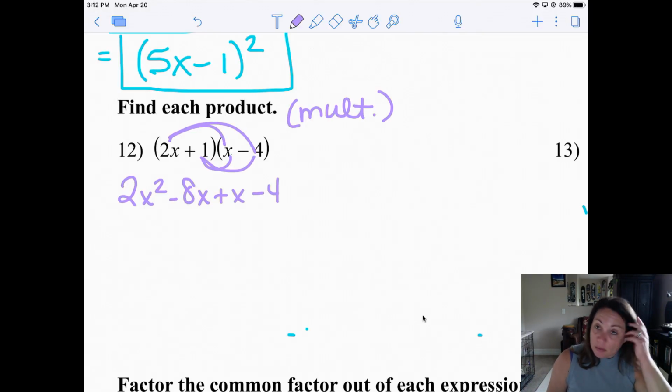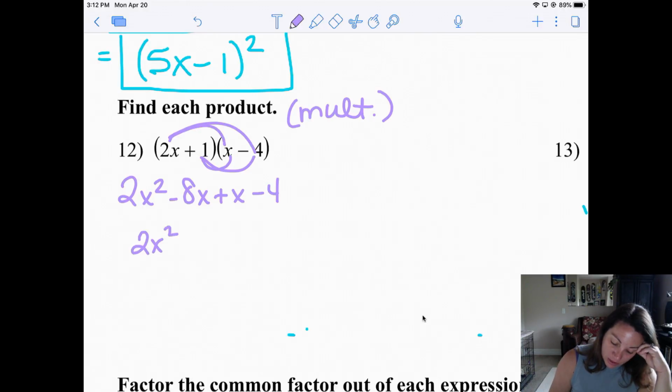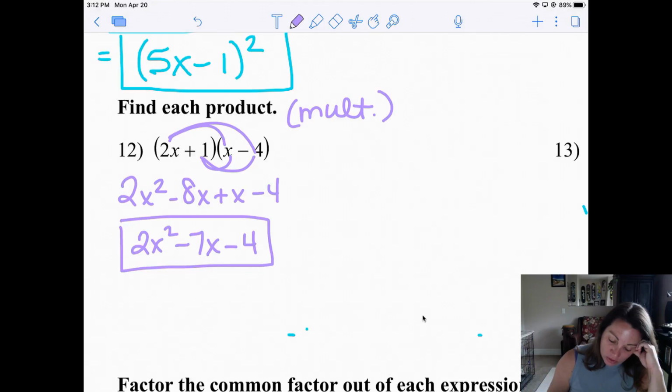And you simply combine your like terms in the middle, and you have 2x squared minus 7x, negative 8 plus 1 is negative 7, minus 4. And this is now the standard form, that's the product of those two binomials multiplied together.